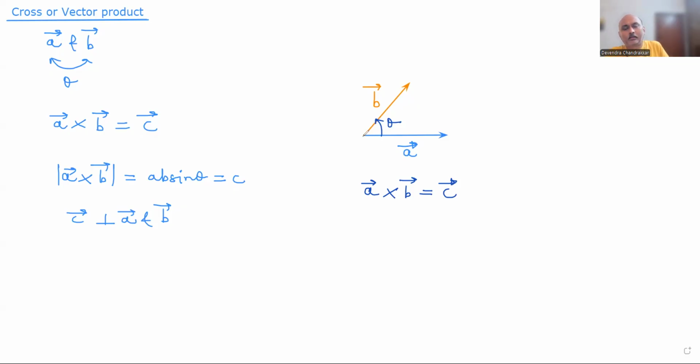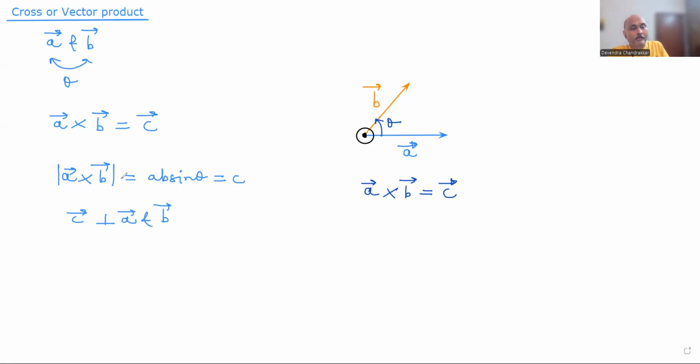And we show vector C by a dot, like this, because the tip of the vector is coming towards us. So that's why we represent it by a dot.